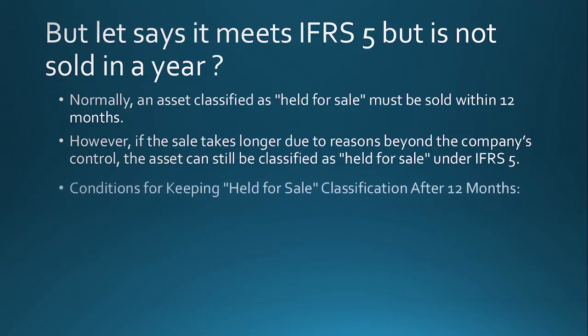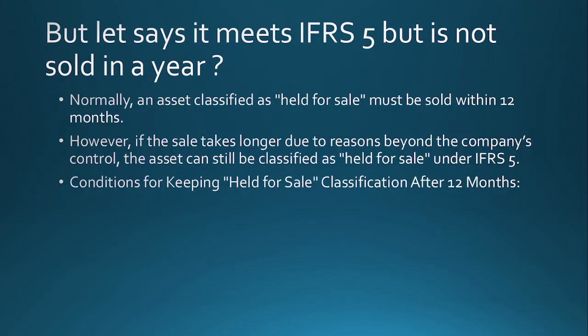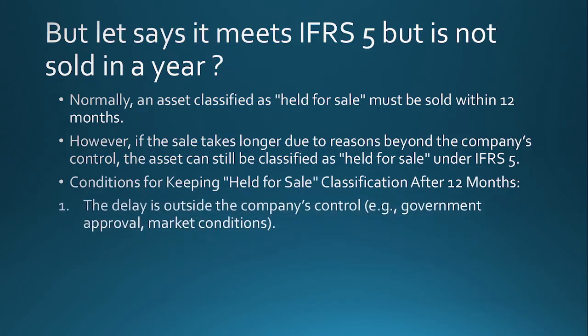Here are the conditions for keeping the asset as a non-current asset held for sale. First, the delay, like I said, is outside the company's control, meaning that some things like government approval, market conditions, these are things outside our control. So if we couldn't find a buyer or the sale couldn't happen within the financial year because of reasons outside of our control, keep it as a non-current asset held for sale.